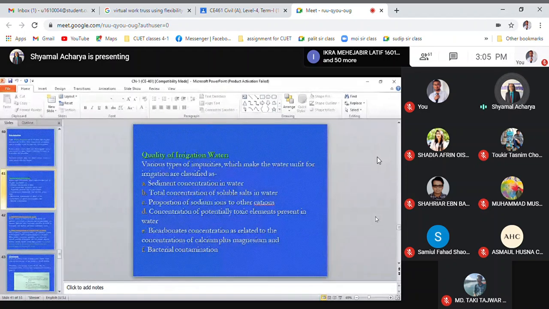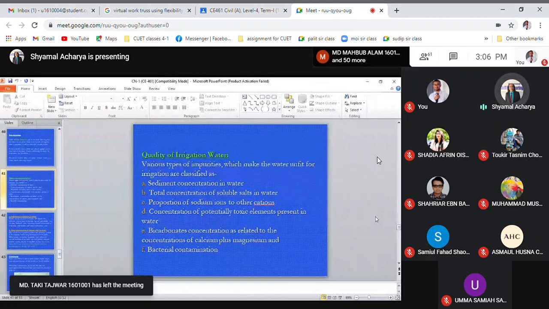So we need to convert these by applying sometimes gypsum or some other way, which is called the leaching process. By the leaching process, we can make unfit water fit. Then we can go for applying this water to the field.